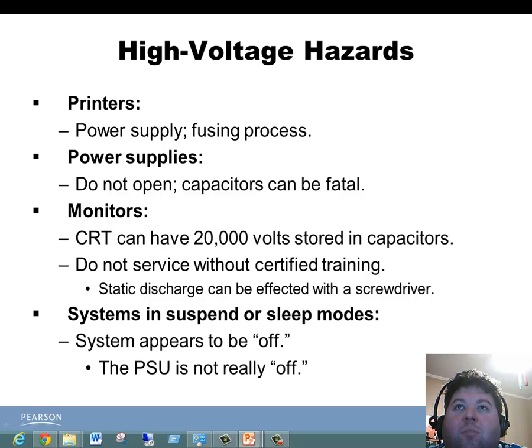If you're going to work on a monitor, especially a CRT, that's the old big monitors, they have lots of voltage stored in the capacitors. Don't service those without certified training. If you're going to be one that works on monitors, you need to go through the process of actually getting certified to work on those types of devices. Nowadays, in most cases, what's going to happen in reality is if there is still a CRT and it goes out, what you're going to do is pull it out and replace it with an LCD.